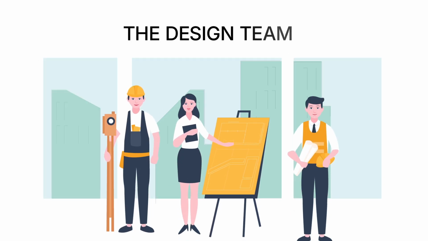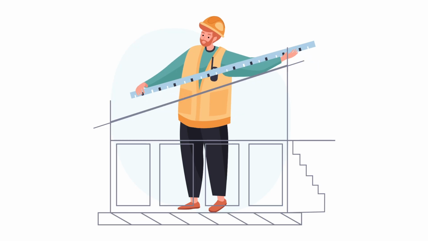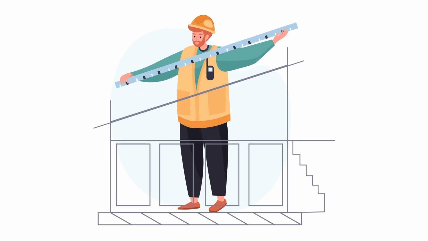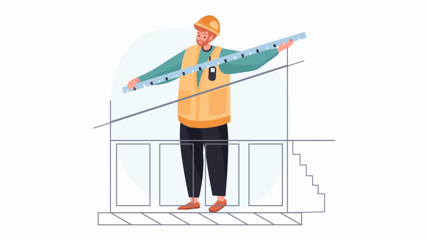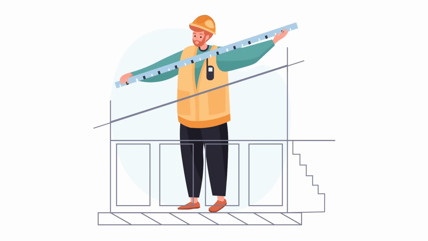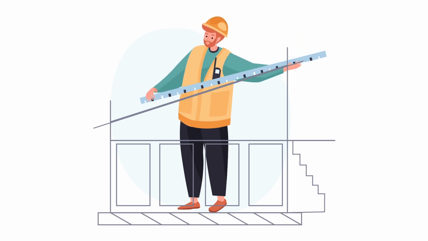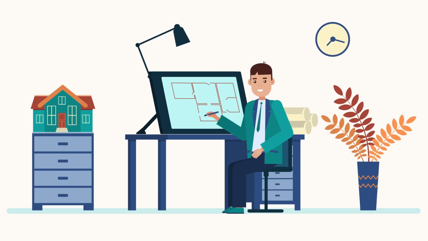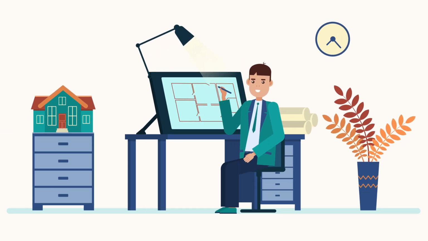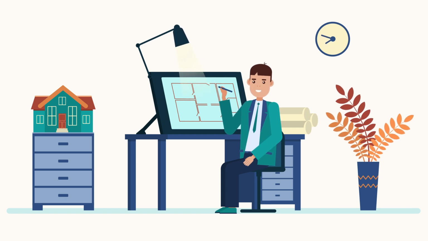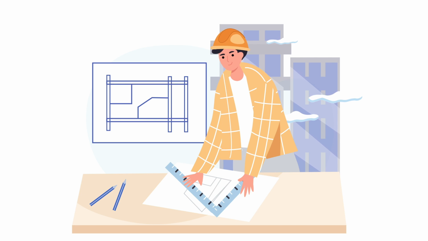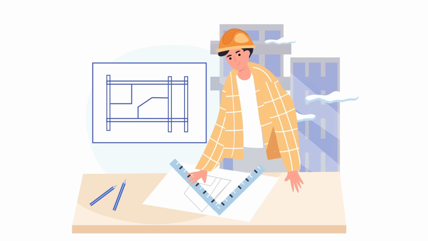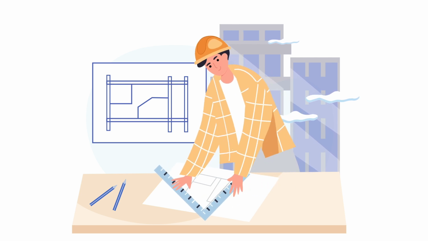The design team. The design team are the architects and the engineers. They are responsible for translating the owner's vision into detailed plans, specifications, and finish schedules. They ensure the design meets regulatory requirements, functionality, and aesthetic considerations. Effective communication between the design team and other stakeholders is vital to address challenges and implement solutions rapidly.